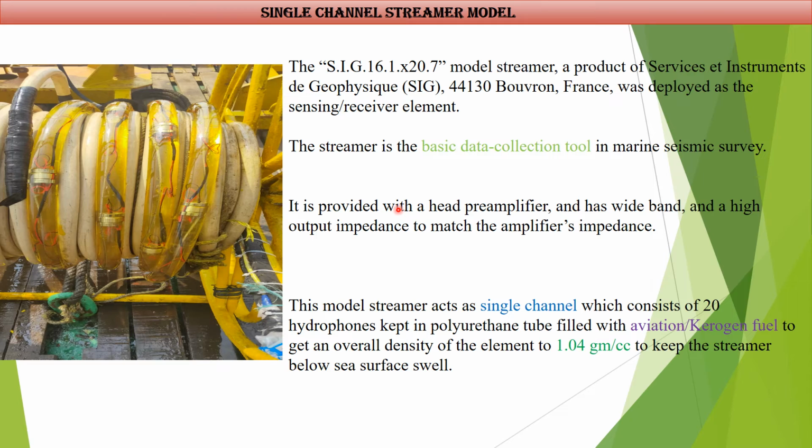Talking about it very briefly, it is provided with a head amplifier, and it has a wide band with a high output impedance to match the amplifier's impedance. This model acts as a single channel. Why? It consists of 20 hydrophones kept in a polyurethane tube filled with aviation kerosene oil to get an overall density of 1.04 gram per cc, so that we can keep the streamer below the sea surface swell. That's why this density and material is used.